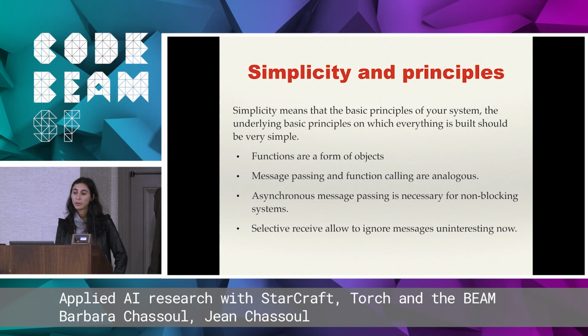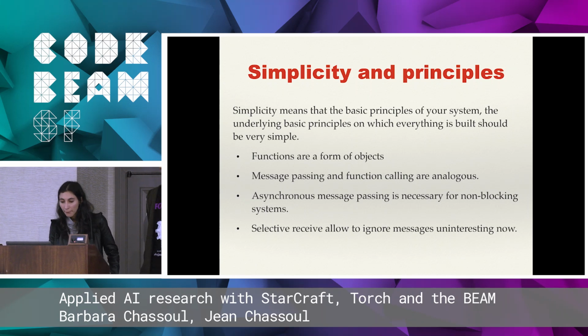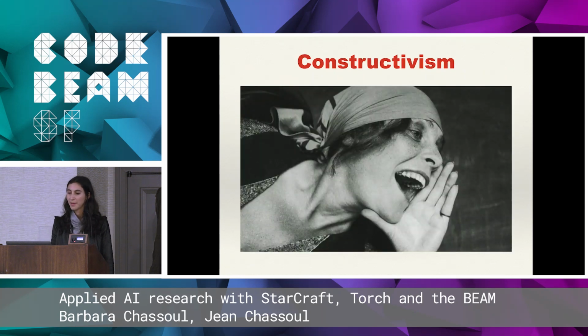Simplicity plays a very important role in our principles. It means that the basics of our system should be very simple and allow us to build complexity on top of it. Functions are a form of objects. Message passing and function calling are analogous. Asynchronous message passing is necessary for non-blocking systems, and selective receive allows us to ignore messages that are uninteresting now. The first two are borrowed from Lisp, and the others, well, they sound familiar, right?